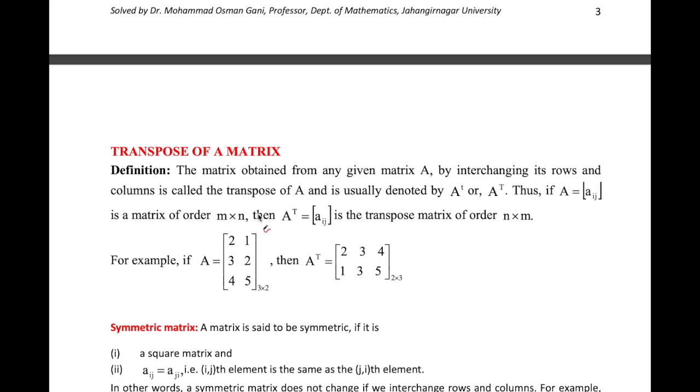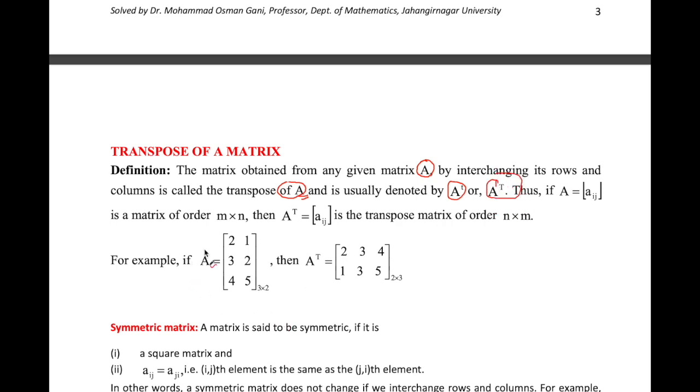Then transpose of a matrix. A matrix which is obtained from a given matrix by interchanging its rows and columns is called a transpose matrix or transpose of A. When the given matrix is A and you interchange its rows and columns, you will get its transpose, and it is denoted by either A to the power small t or A to the power capital T.